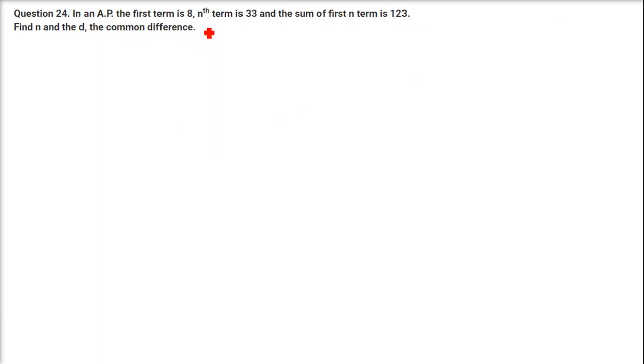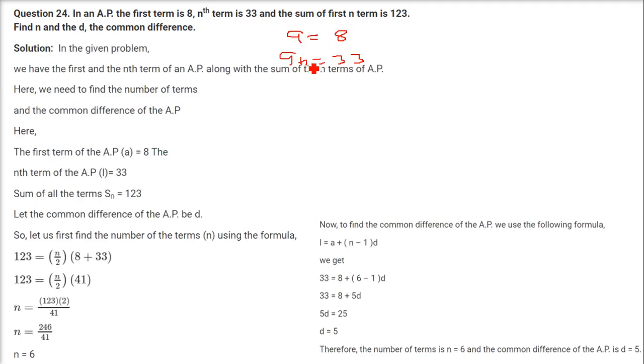In an AP, the first term is 8, the nth term is 33, and sum of first n terms is 123. Find n and the common difference. So the first term A is given, 8. An is given as 33. Right? A and An are given. The sum of first n terms is also given. Now if you see, the nth term, let us take it as the last term. So we can find out n.